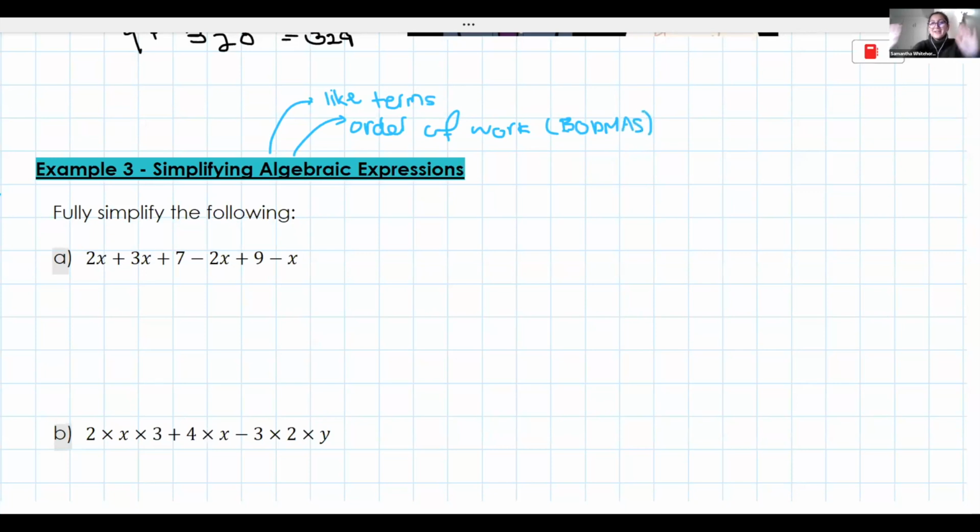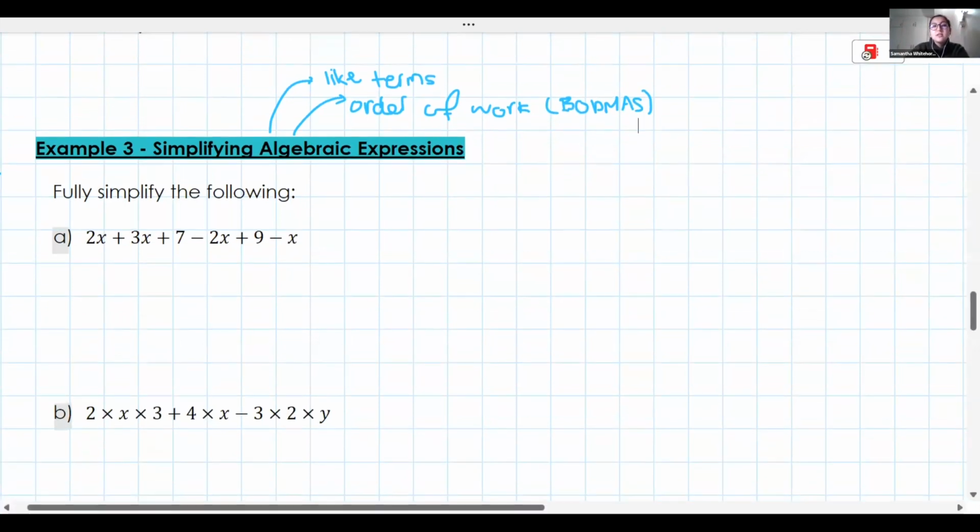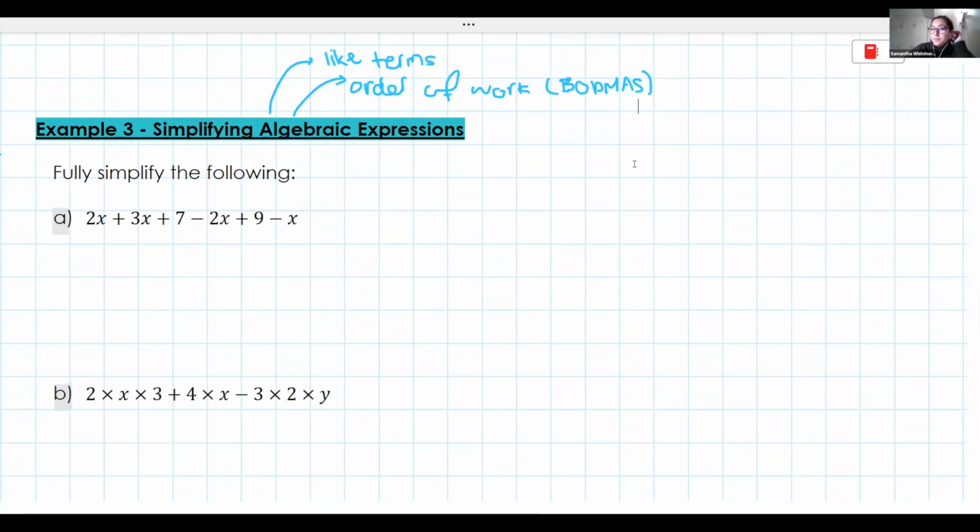Okay. Here we go. Right, so like terms and order of work, those are the 2 things I want you to remember when you try these 2. Remember, number your answers, A and B. Do it on your page or in your book first, and then give us the answers.